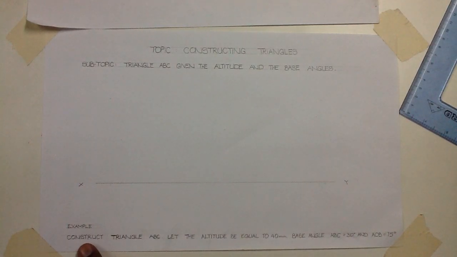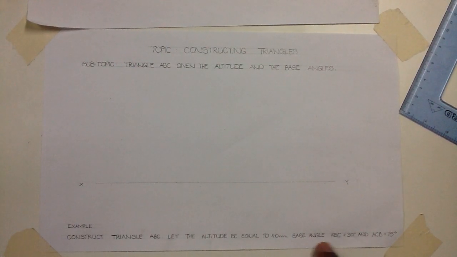In this tutorial, we'll be constructing triangles, more specifically triangle ABC given the altitude and base angles. Our example requires that we construct a triangle ABC. Let the altitude be equal to 40 millimeters, base angle ABC 30 degrees, and ACB 75 degrees.